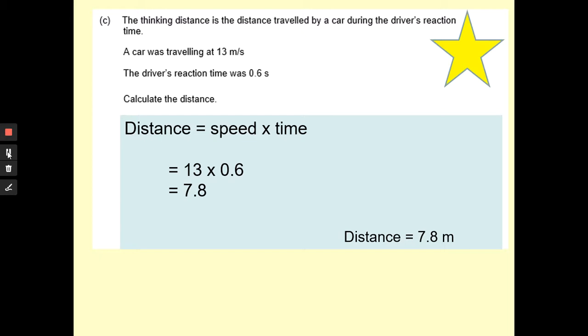So what they wanted you to remember there is that the distance is always going to be the speed an object is travelling multiplied by the time it's travelling at that speed. So we've got 13 multiplied by 0.6, which gives an answer of 7.8. Now they were nice enough to give you the unit in the answer, so the distance is simply 7.8 meters. And so that's the distance a car will travel during a driver's reaction time.